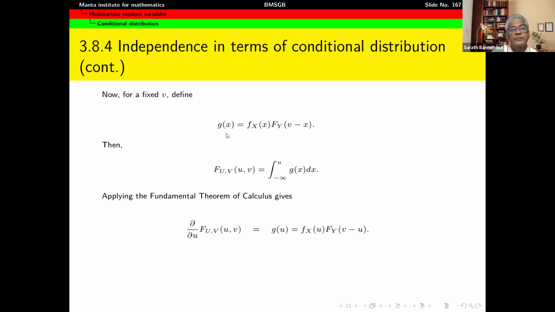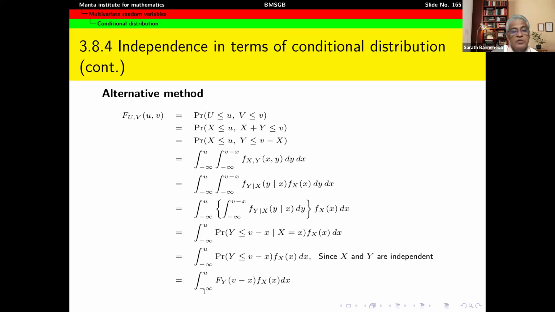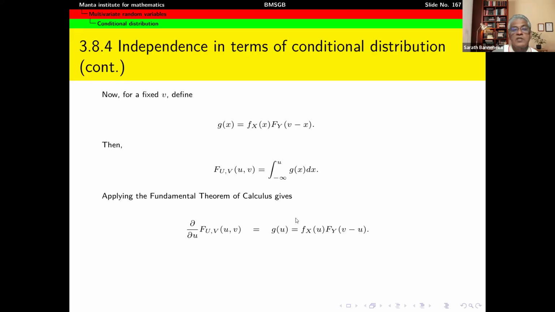let's call it g(x). So in that case, I can write down the joint CDF of u and v as this expression here, right? From negative infinity to u, g(x) dx. So if I differentiate now with respect to u first, according to the fundamental theorem of calculus, I will get g evaluated at u, right? So that is this function.